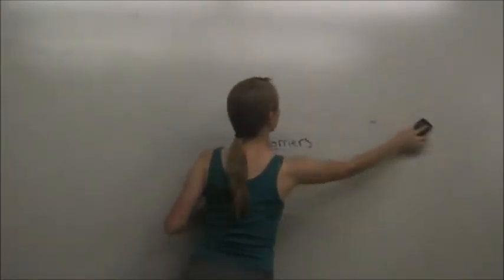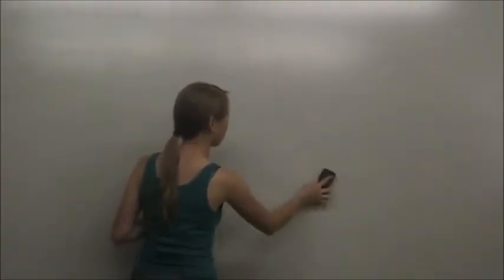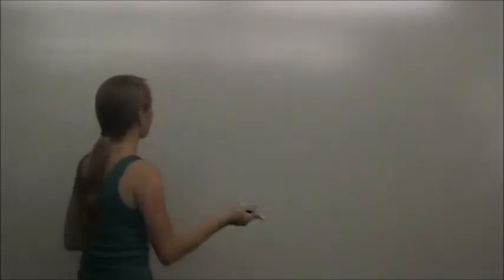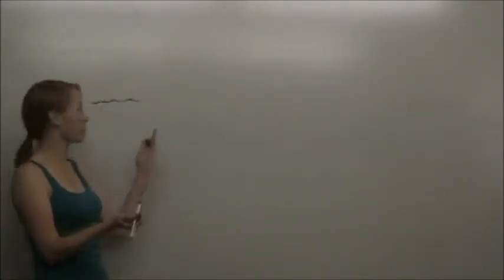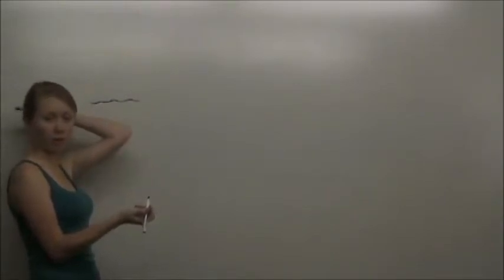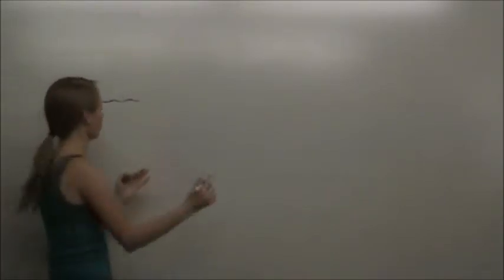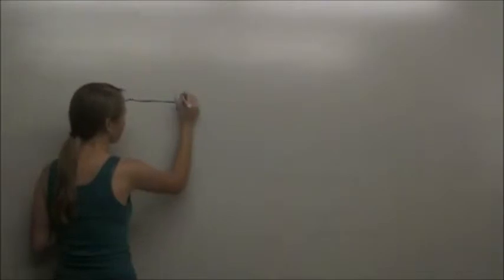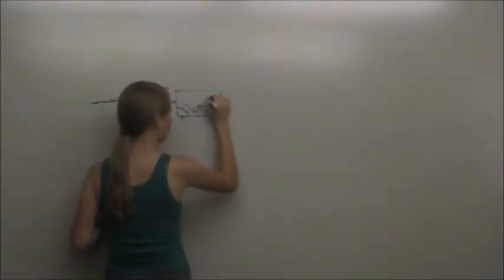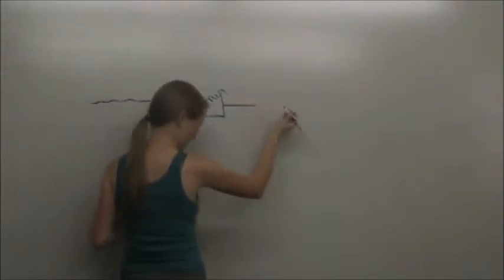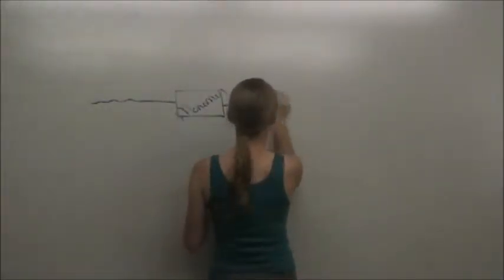Let's draw kind of a cartoon of what a polymer would look like. So our little squiggly at the beginning is going to show that the polymer keeps going this way, but we're just going to draw a chunk of it. So we have a line, a monomer. One.